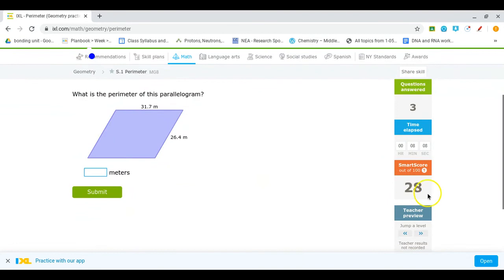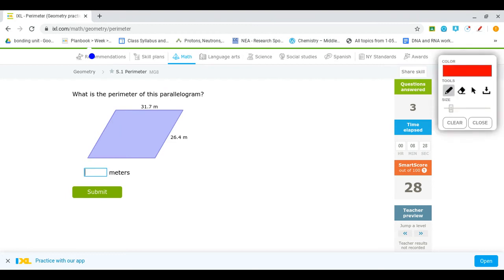Again, you notice that my SMART score is up to a 28. Okay, decimals are fine. You should have access to some kind of calculator at home, so decimals shouldn't scare us. We still know that in a parallelogram, opposite sides are congruent. So opposite 31.7 is also down here, and opposite 26.4 is also that side right there.